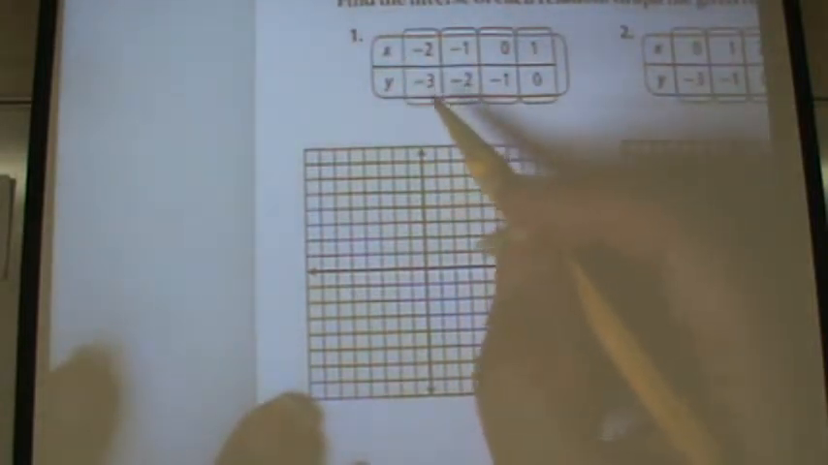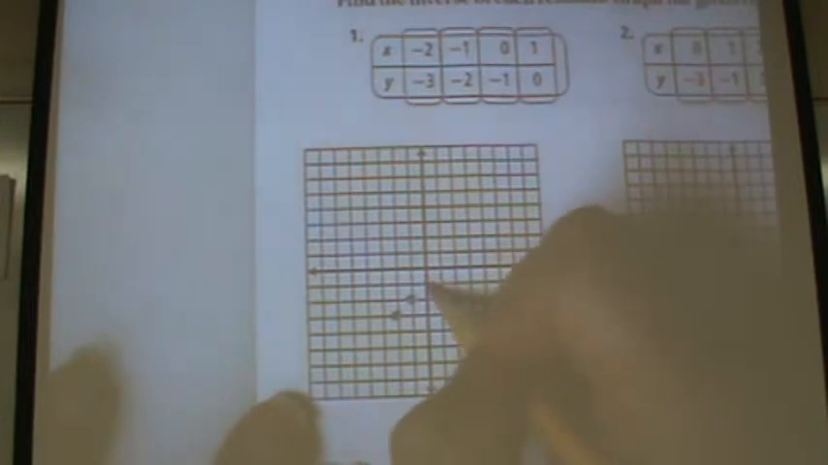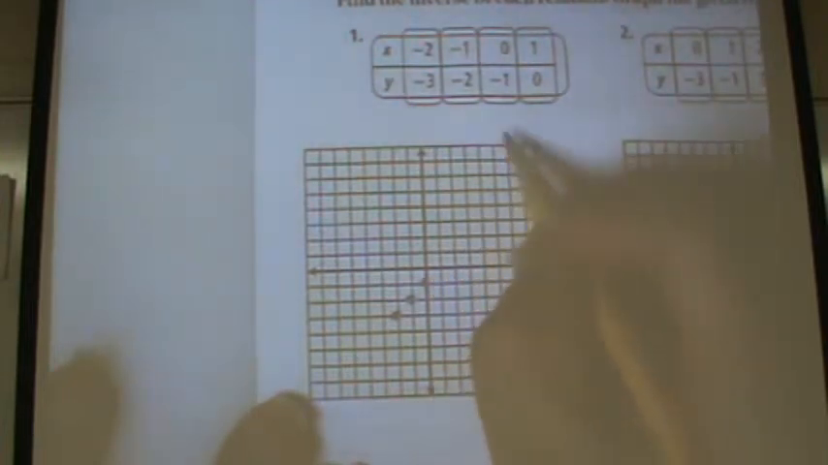So if this relation is (-2, -3), that is the point right there. (-1, -2), (0, -1), and (1, 0).